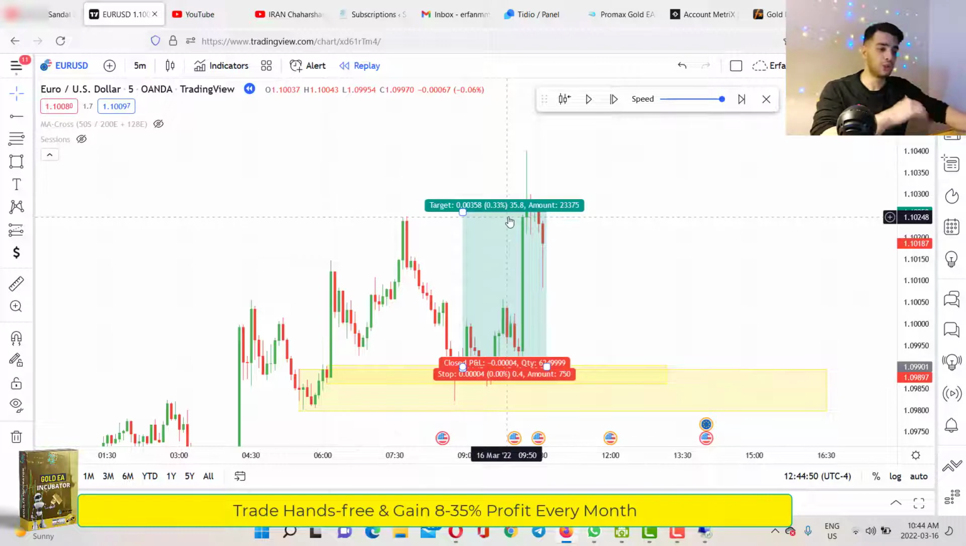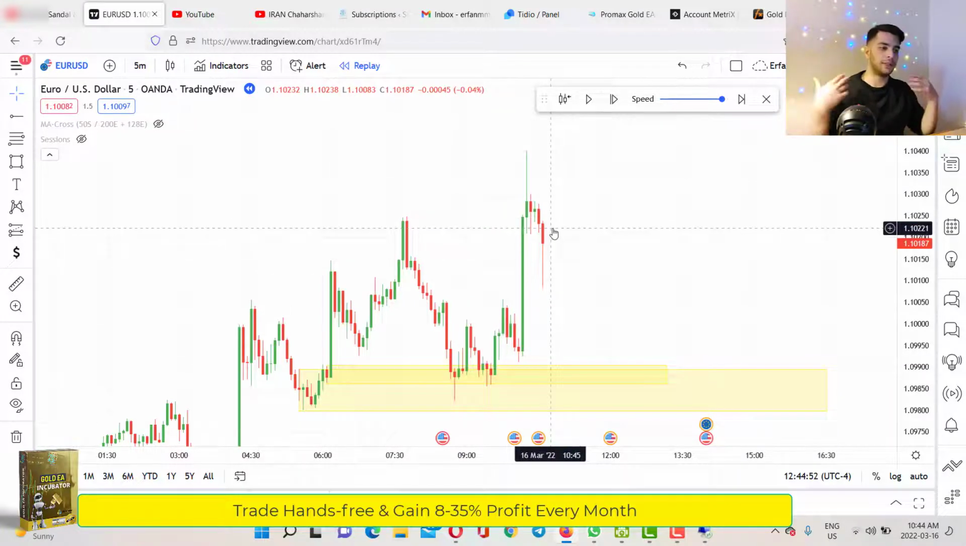It would be a huge trade, guys. So that's what I'm saying. If you want to take a trade with a 3 standard lot size, then you can take two 1.5 trades.